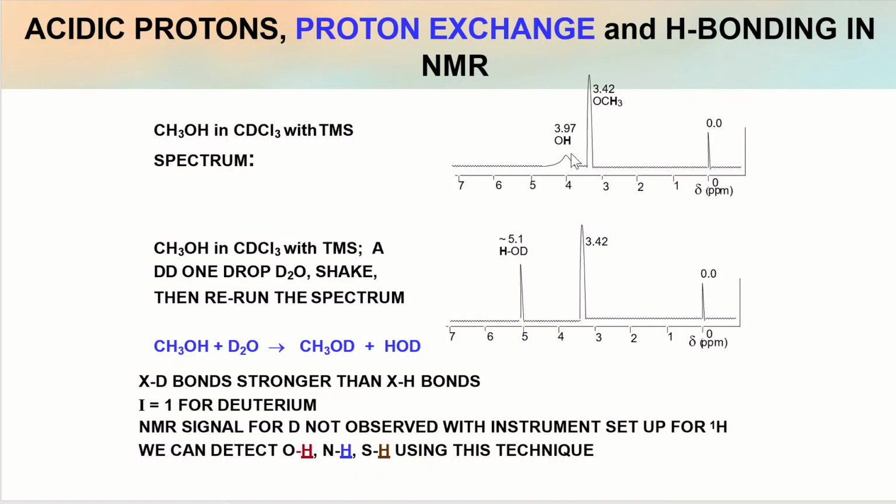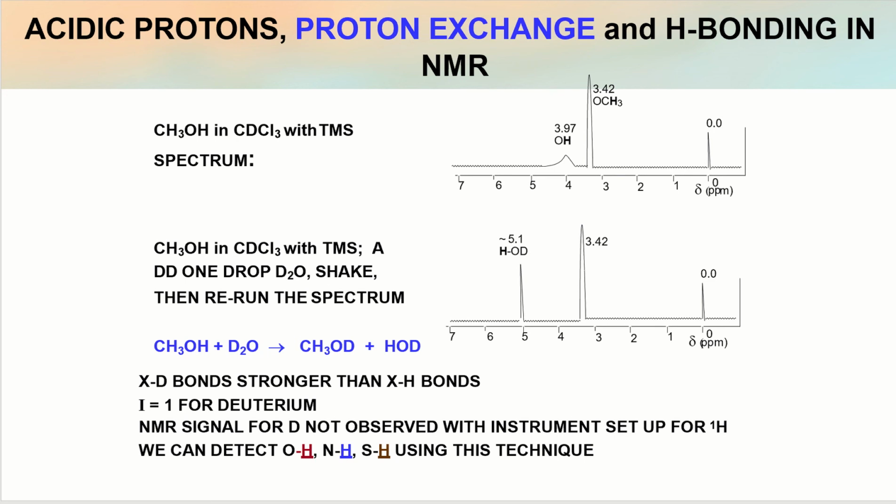So if you saw this when you ran the spectrum initially and you want to check if this is an exchangeable proton, you just add a couple drops or one drop of D2O, and if that peak disappears, you have pretty much confirmed that you have an exchangeable proton. And as we said, the NMR signal for deuterium is not observed with an instrument set up for proton NMR. We can detect these types of exchangeable hydrogens, that is when the hydrogen is bonded to oxygen, nitrogen, or sulfur, using this technique.